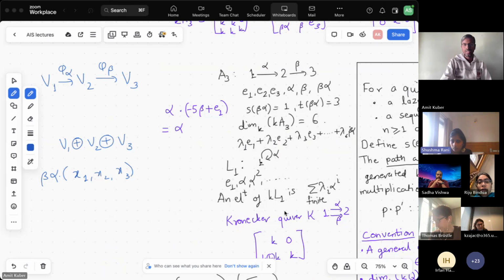It will act on x1, because the source of beta alpha is V1. Okay. And what will be the final answer? It will act on x1. That's correct. Can you tell me the final answer? Yes, phi beta composed with phi alpha on x1. Where should I write it? I need to write a 3-tuple.